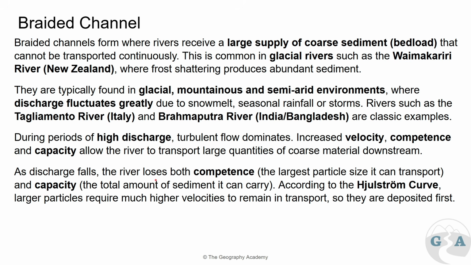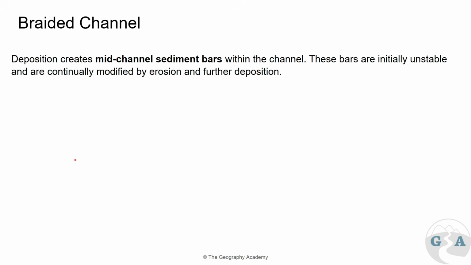When the discharge falls, the river loses both competence, the largest particle size it can transport, and capacity, the total amount it can carry. According to Hjulström's curve, that's how you bring your theory in, larger particles require much higher velocity to remain in transport, so they are deposited first. So that's a good way to get Hjulström's curve in there and help with your explanation by bringing some theory into it.